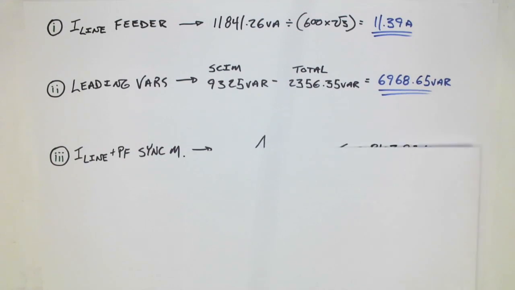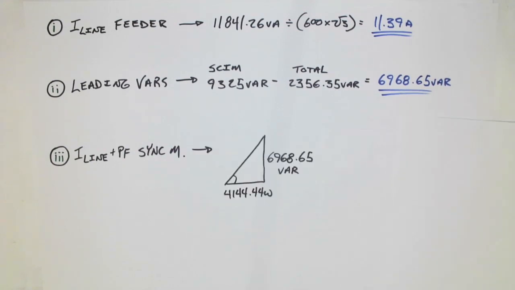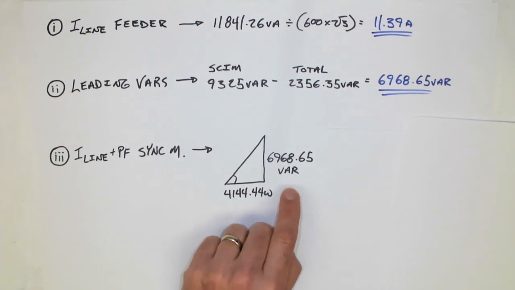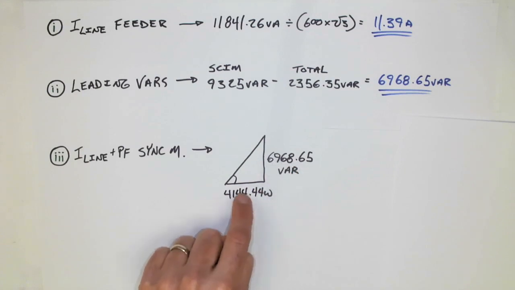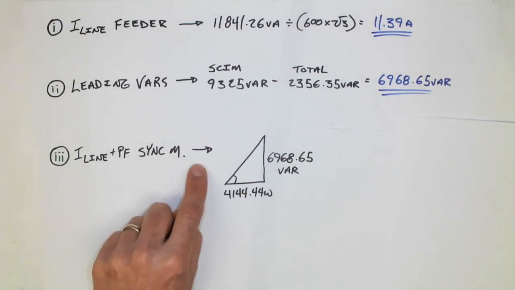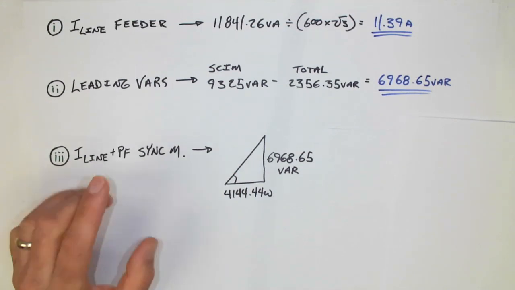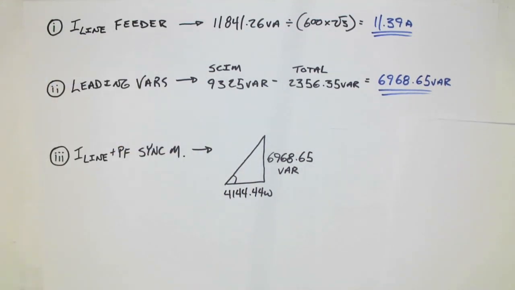Finally, for the actual synchronous motor, we start off with this information here. We know that it's 4144.44 watts, and we've just calculated the leading VAR value because we know this is capacitive. Now with these 2 bits of information, we can work out the VA, the power factor, the line current, and we're done. So let's take a look. S total, using Pythagoras, just over 8,000 VA.